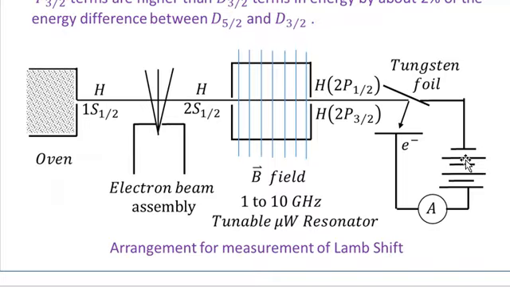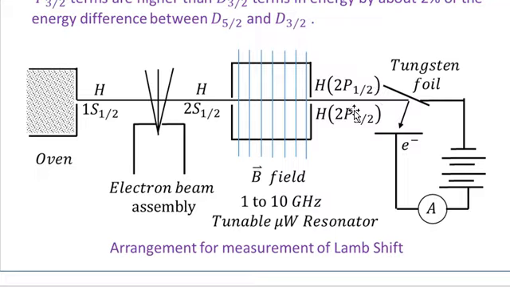So a reduction in the current can inform us that either 2p1/2 or 2p3/2 have been created, depending upon the resonator being tuned to either 1 gigahertz or 10 gigahertz respectively. So you see that by that we can find out the difference of energy used by the microwave and the B field for the creation of 2p1/2 and 2p3/2.